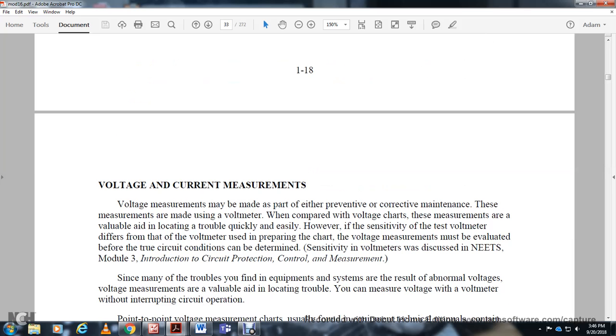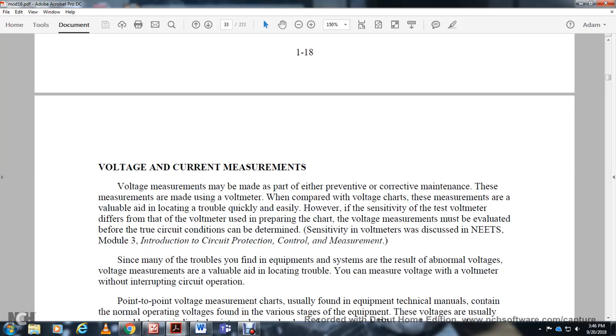Voltage measurements may be made with the power on, and are compared with the voltage chart. The measurement with the variable aid locates trouble quickly and easily. However, the sensitivity of the test voltmeter differs, so prepare the chart with the voltmeter used. Sensitivity of voltmeters is discussed in NEAT Module 3.